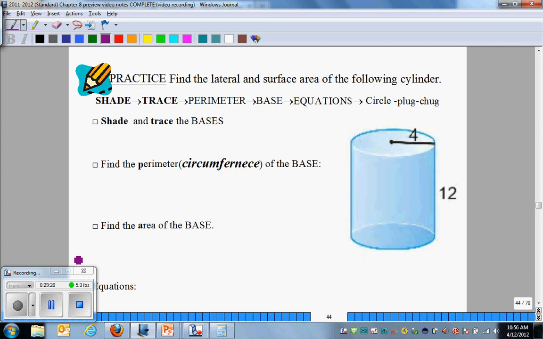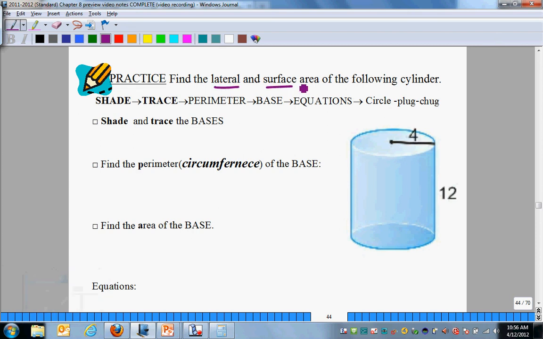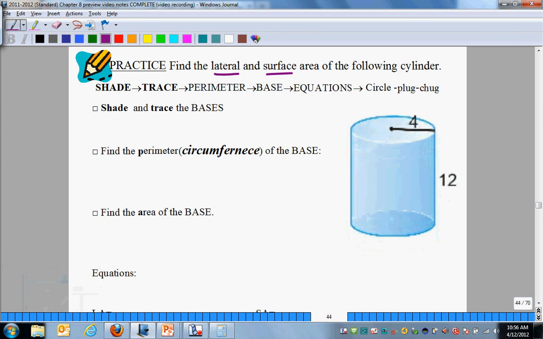Let's try one more using a cylinder. We're going to find the lateral and surface area of the following cylinder. We're going to follow these steps: shade, trace, perimeter, base, equations, circle, plug, chug. Step 1, we want to shade our bases. Then we trace the edge here. That's shade, trace.